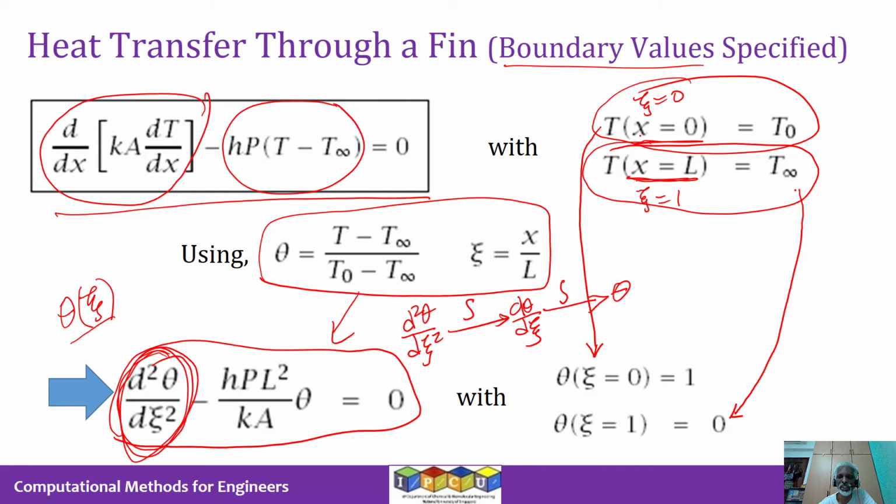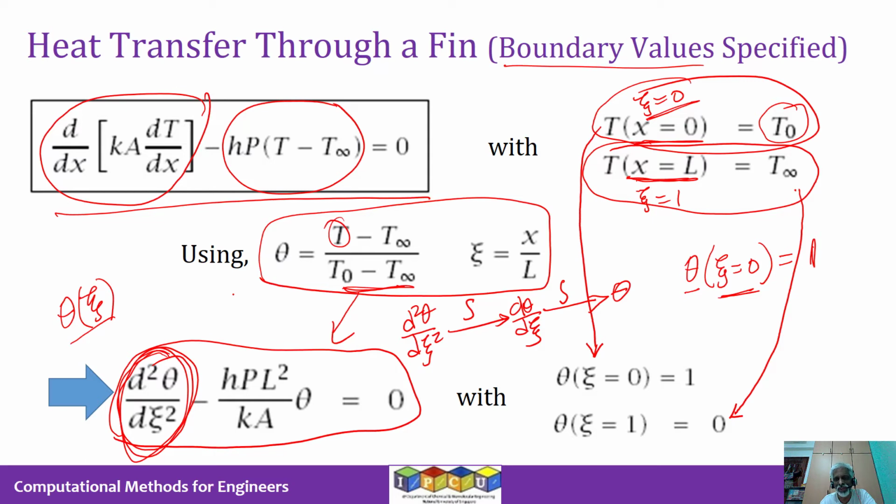So here one condition is given at x is equal to 0, that means that psi is equal to 0. The temperature is specified as T naught. So when you put theta is equal to (T minus T infinity) by (T naught minus T infinity), that means theta is equal to 1. So T at x is equal to 0 becomes theta at psi is equal to 0. And the value of theta is going to be equal to 1 because when you put T is equal to T naught here, you get theta is equal to (T naught minus T infinity) by (T naught minus T infinity), which is equal to 1.